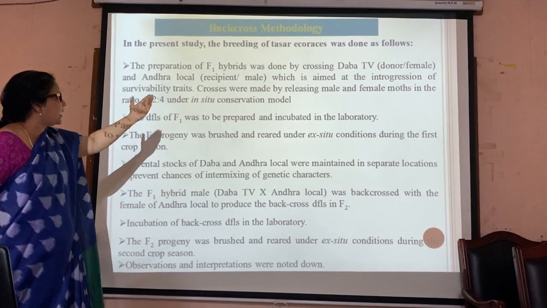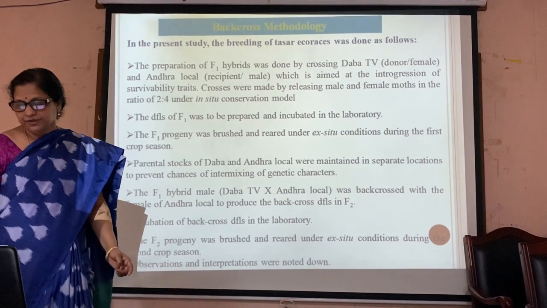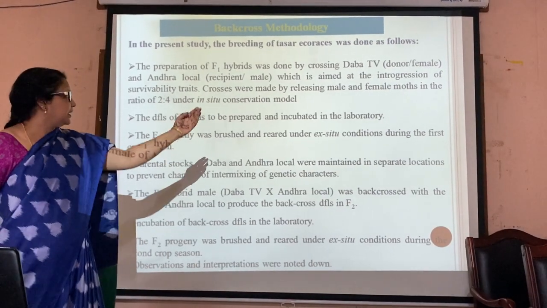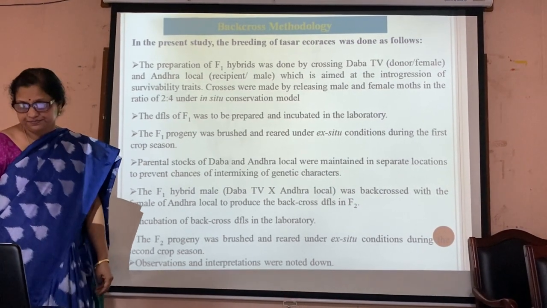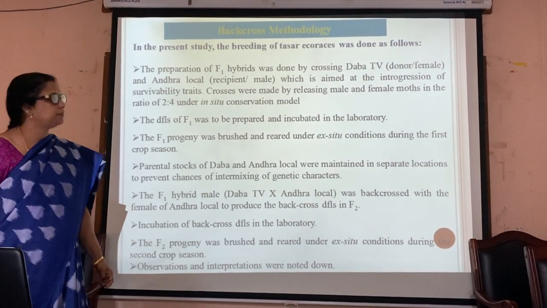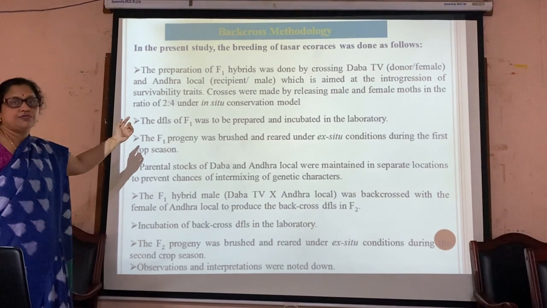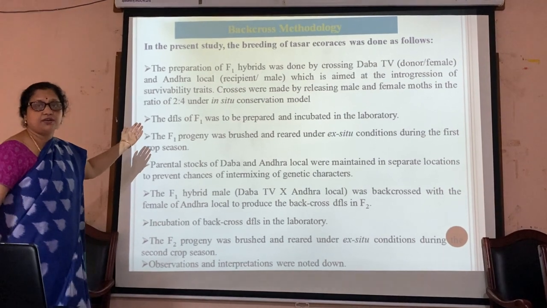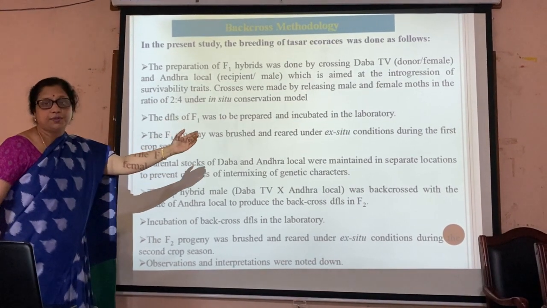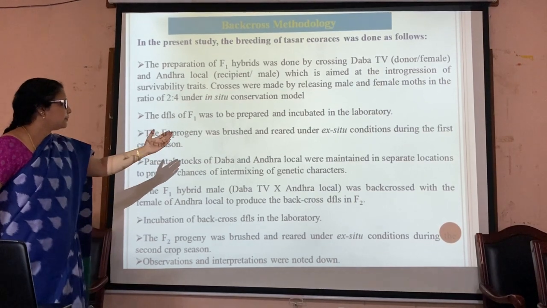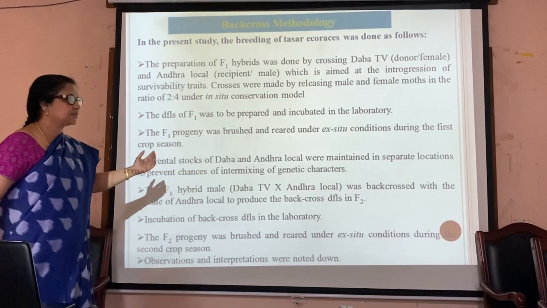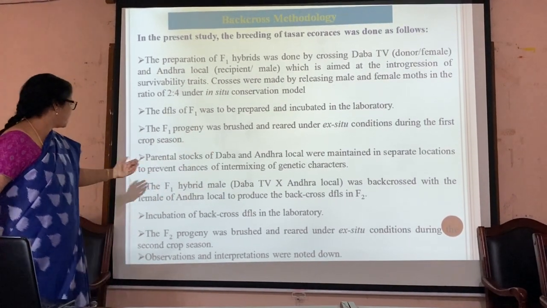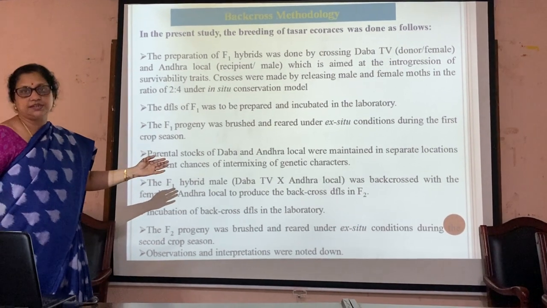For the preparation of F1 hybrids, we have used Daba Devi, that is a donor or female one, and Andhra local, recipient or male one. This is aimed at interrogation of survivability traits. The process was made by releasing male and female moths in the ratio of 2:4 in an in situ conservation model. Then the DFLs, that is the disease-free layings or eggs of F1, were prepared and incubated in the laboratory. And the F1 progeny were brushed and then reared in ex situ conditions during the first crop season. Then parental stocks were maintained in separate locations to prevent the chances of intermixing with the hybrid ones.